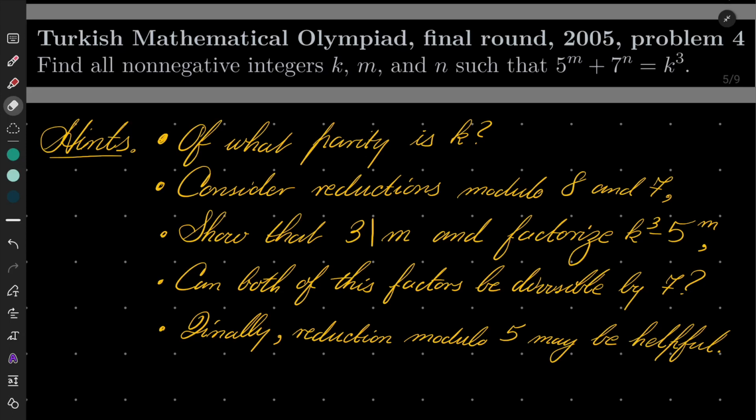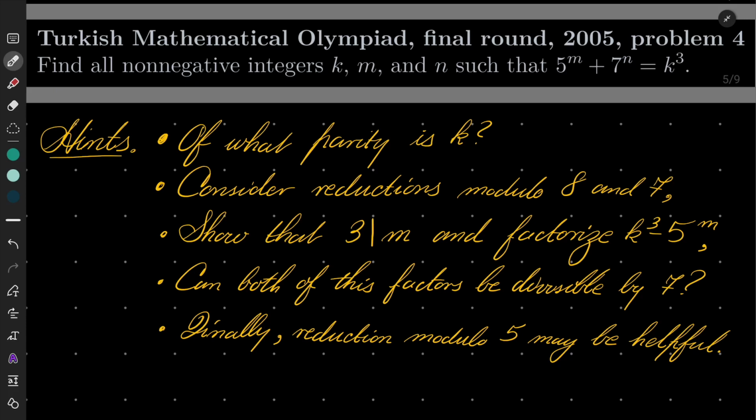Hello friends, in this video I'd like to solve the following problem from the Turkish Mathematical Olympiad final round 2005, problem number 4. Find all non-negative integers k, m and n such that 5 to the power of m plus 7 to the power of n equals k cubed. A very classic and beautiful number theoretic Diophantine equation.